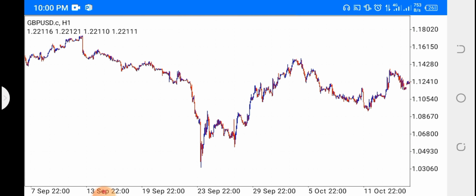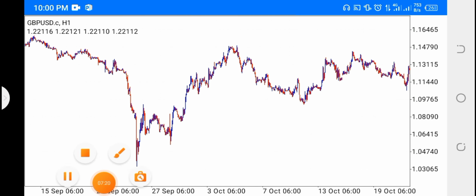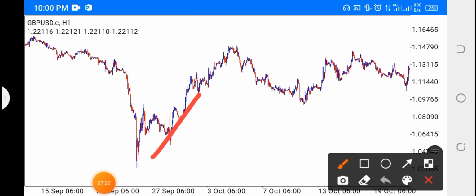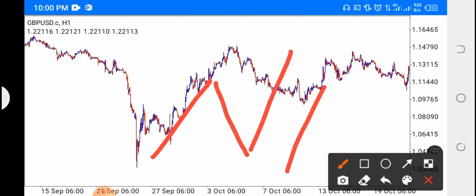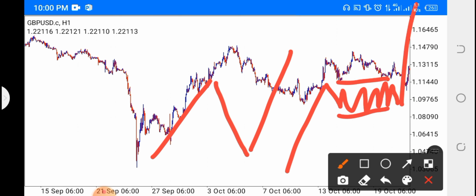Now let me draw that one again. This is an expansion. Let me draw the ranging part. This is an expansion. Now for price to retrace like this, it will not retrace like that. This is the normal one. And then when we have an expansion like this, for price to retrace back, it will now be doing something like this. You see that this place is a range, then it will continue upward.